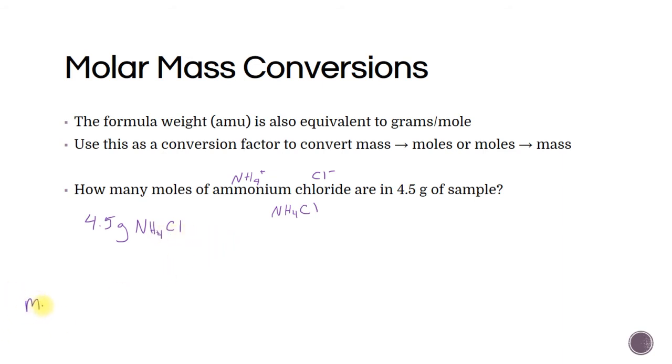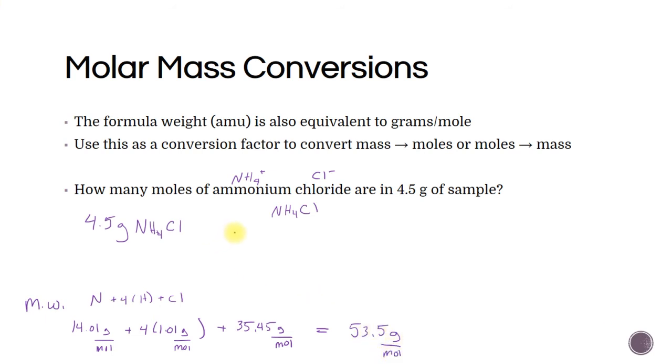Okay, so to figure the molecular weight, I have to add the weight of a nitrogen plus 4 hydrogens plus the chlorine. So each hydrogen is 1.01, and then chlorine is 35.45. Again, all of these numbers come from the periodic table. So our final mass here of ammonium chloride is 53.5 grams per mole. Okay, so I can use that here.